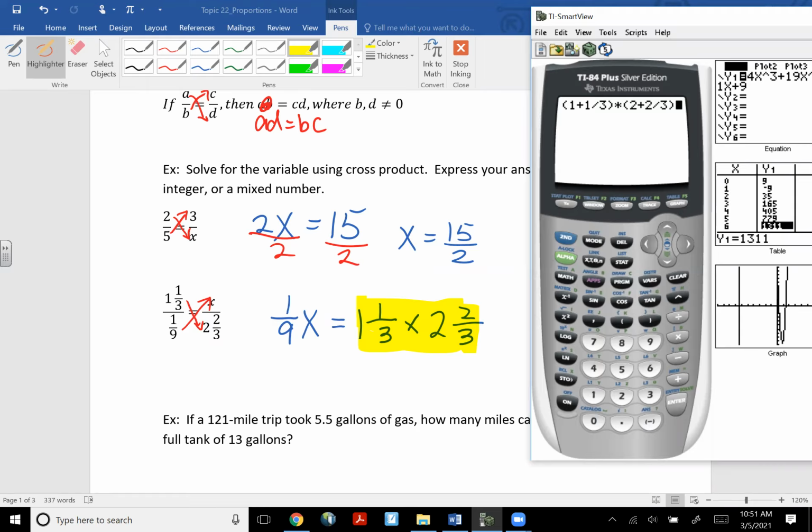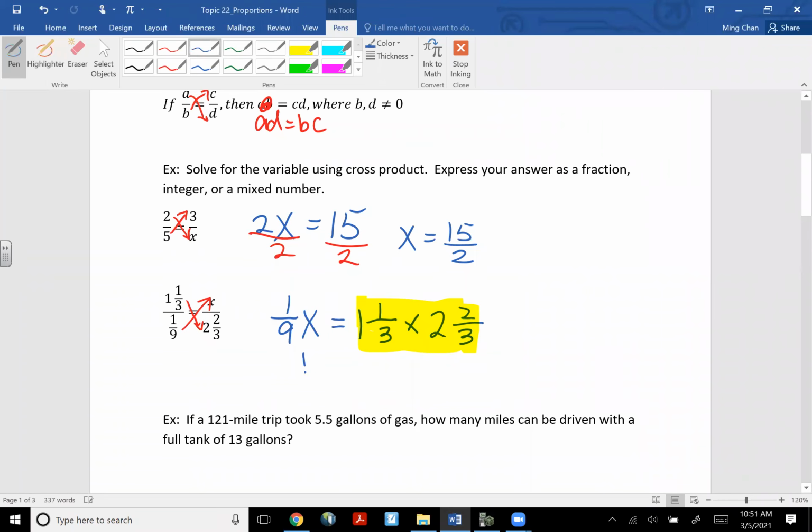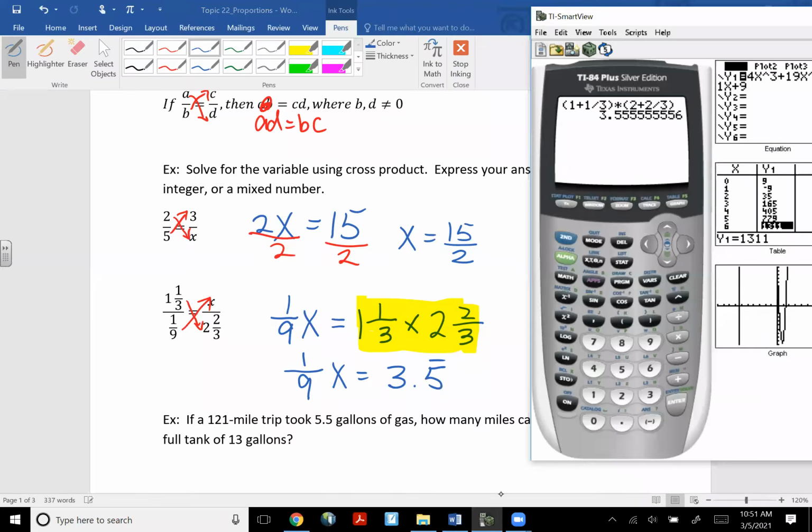But here, the calculator is going to give me a decimal answer, 3.5 repeating. So I'm going to write it down. I don't need to convert to a fraction right now because I still have one more step to do. So I'm going to say this is 1 over 9x equal to 3.5 repeating. Even though the last digit says 6, it's supposed to be a 5. Remember I mentioned before, once it goes off the screen, the last digit is automatically rounded. That's why it rounds up, because it's supposed to be another 5 behind that when you go off the screen.